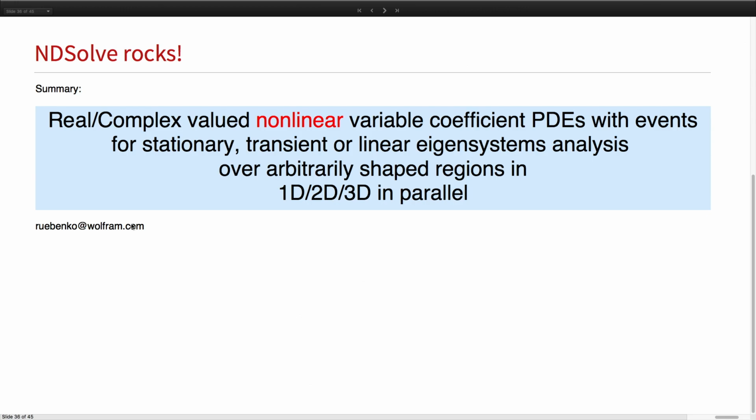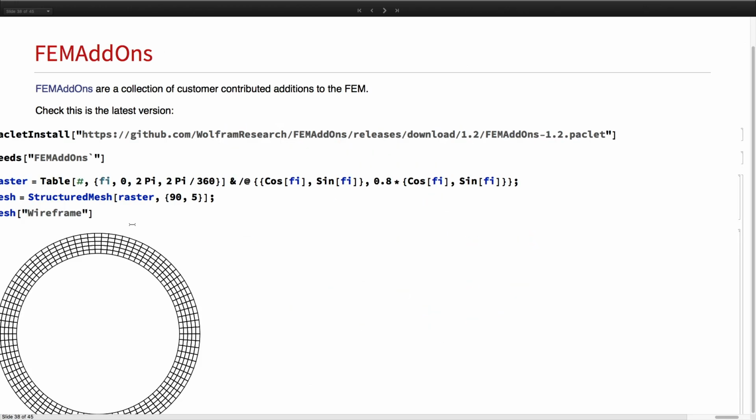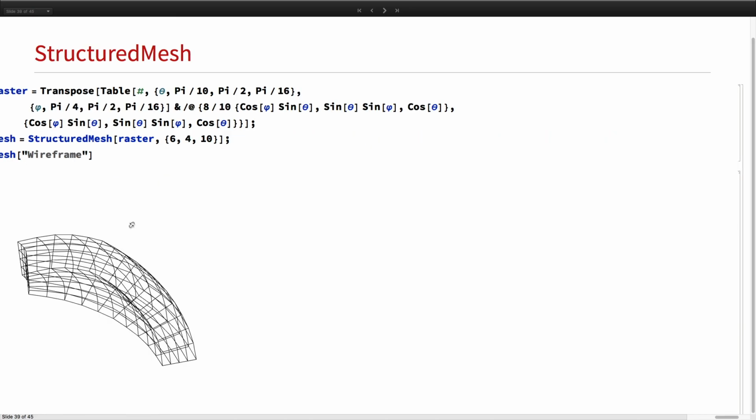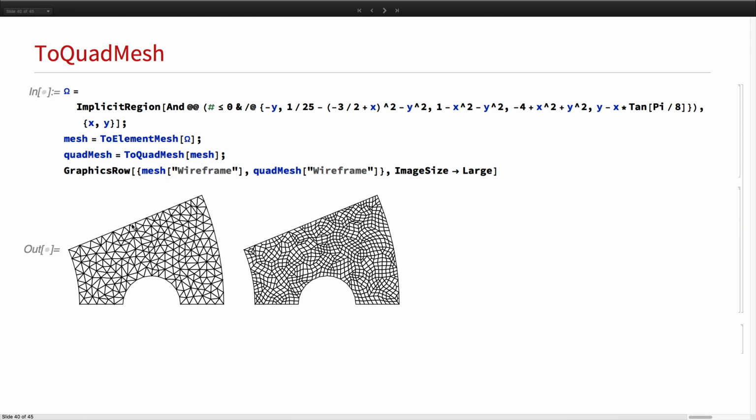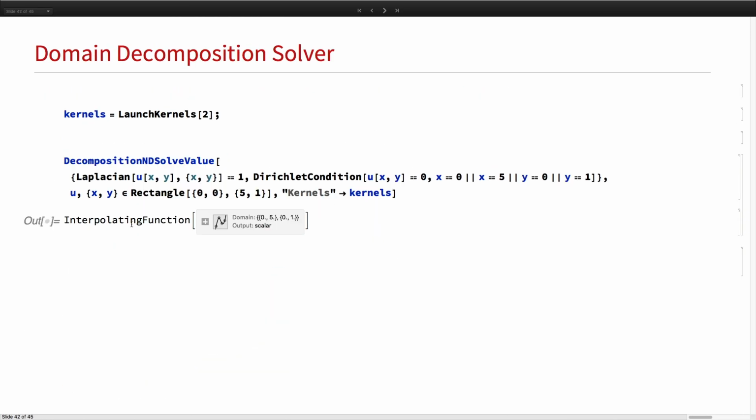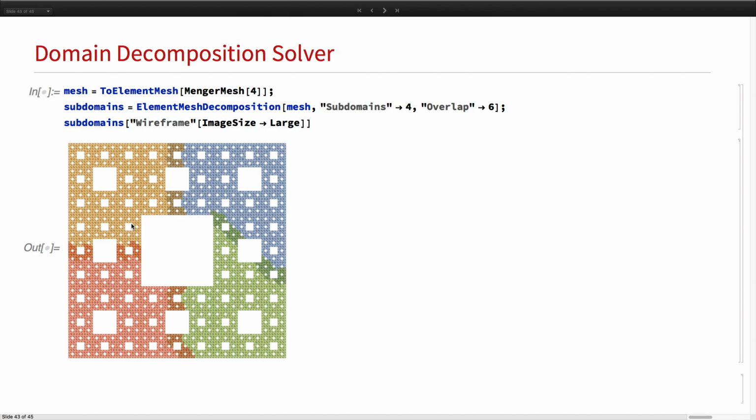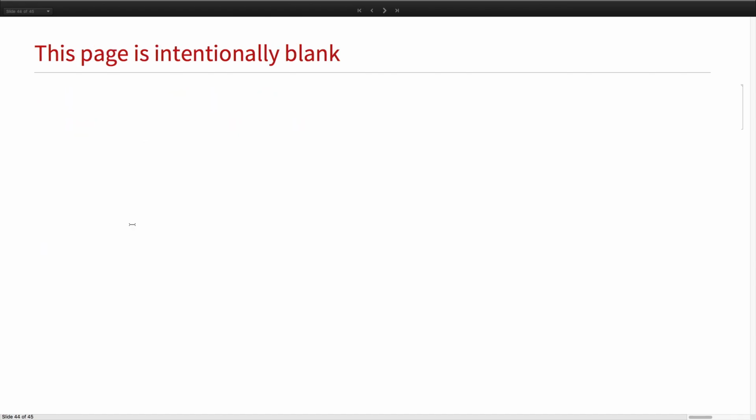If you allow me one more second, I'd like to point you to finite element add-ons. That's basically customer contributed additions to the finite element method. It has a structured mesh in 2D and 3D. It has a smoother for meshes. You can convert triangles to quad elements, smoothing, and it has a domain decomposition solver. So if you have a cluster, you can start several kernels on a distributed system, and you call that function, and it will distribute the PDE onto the kernels, compute it there, and bring the result back. That's a picture of a domain decomposition. So, thank you. That's it.